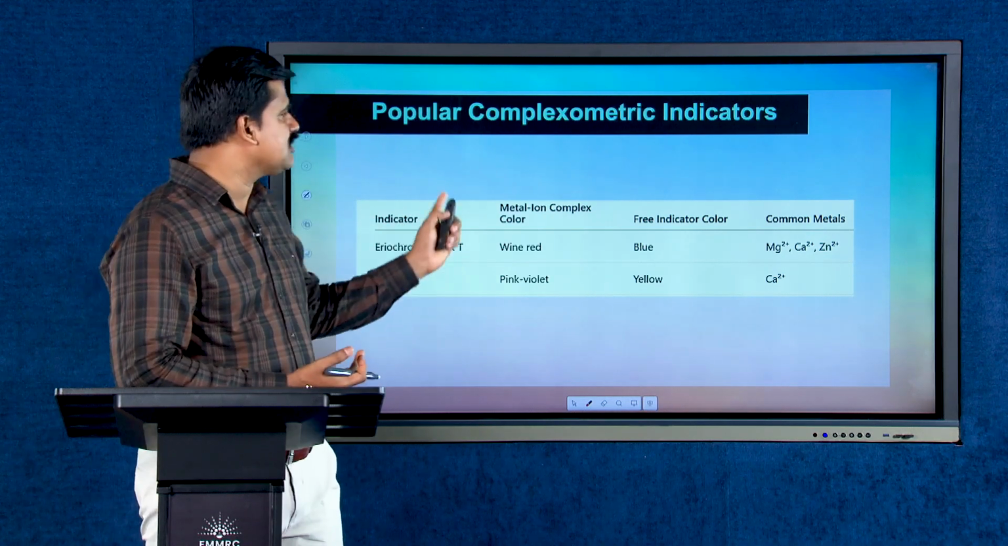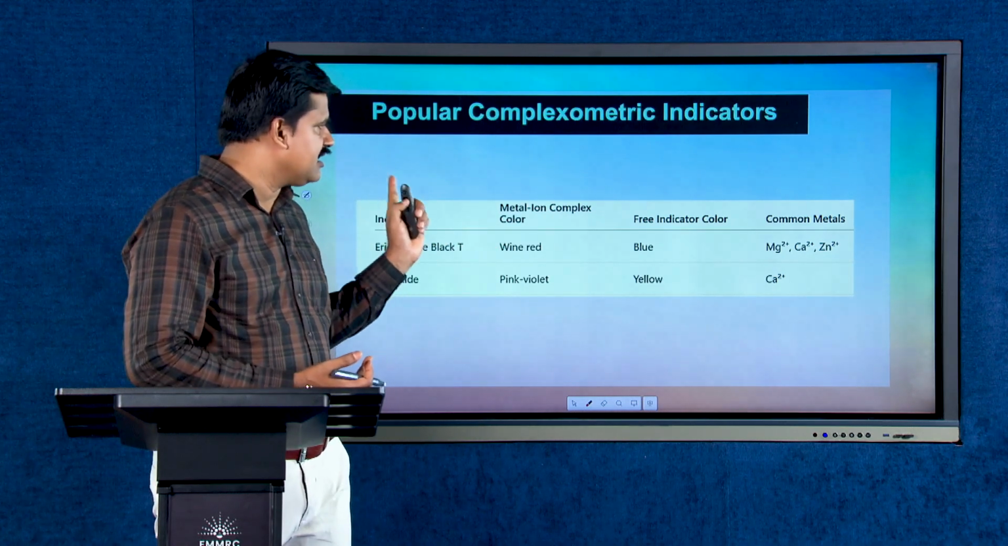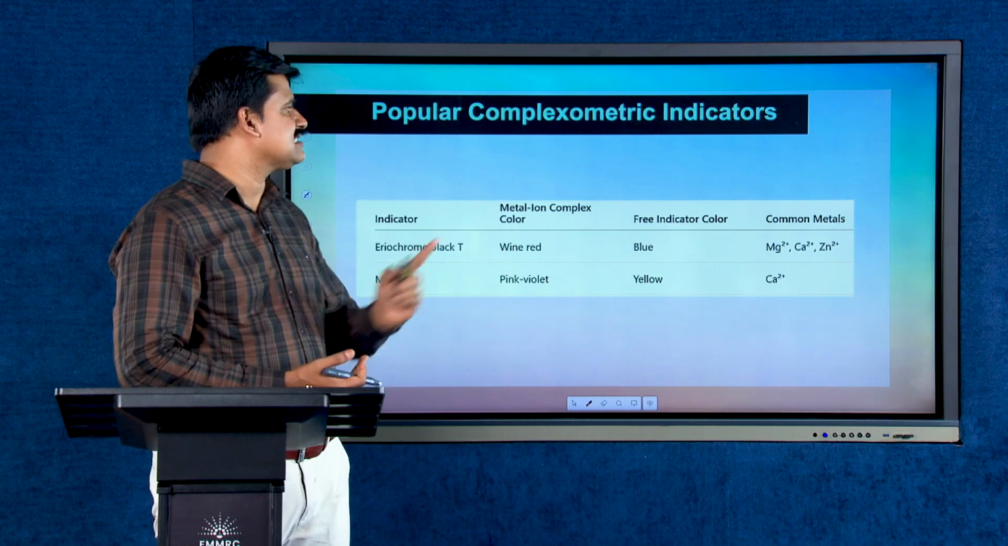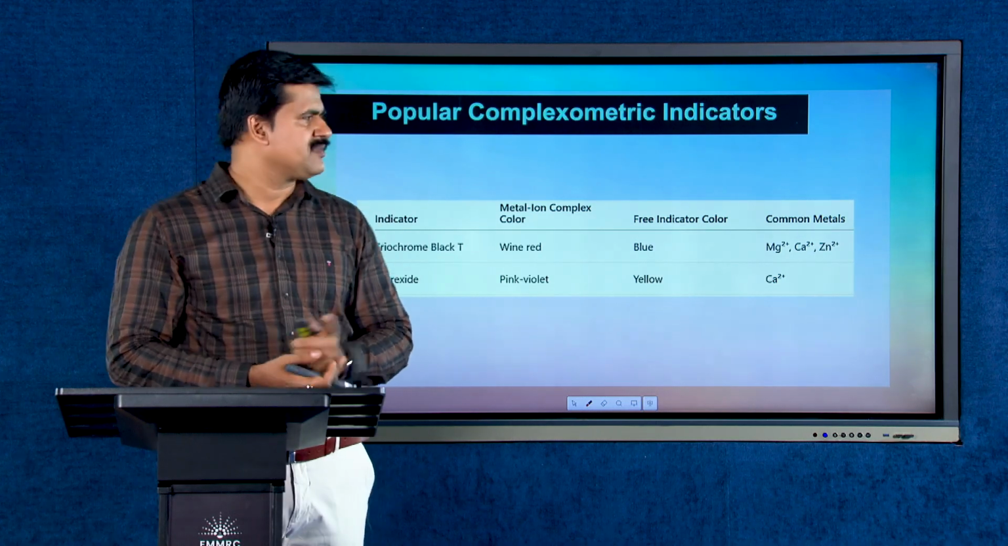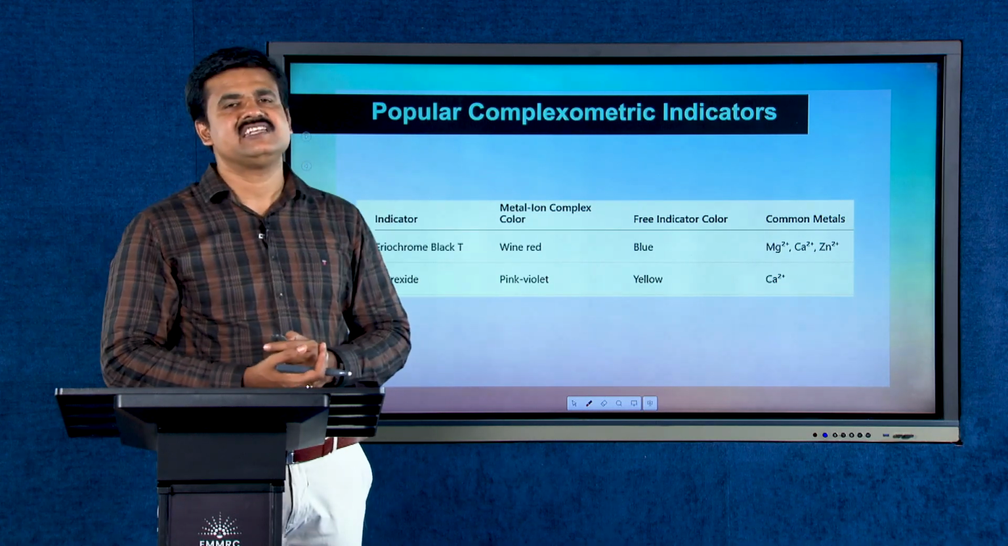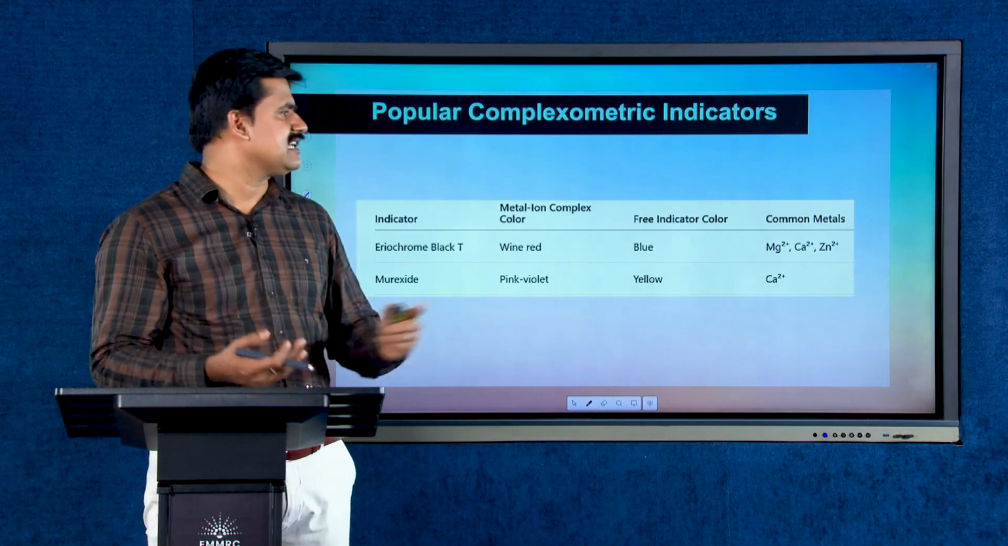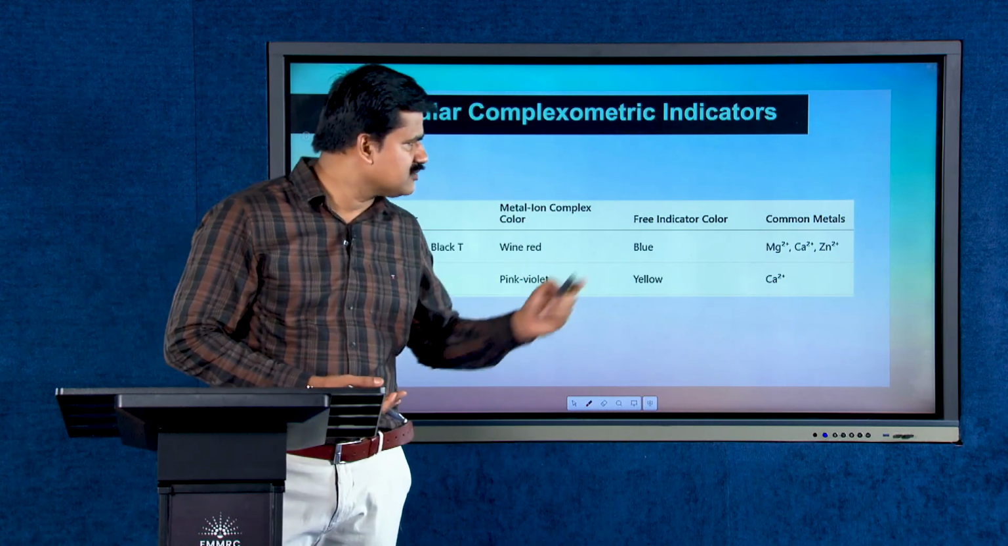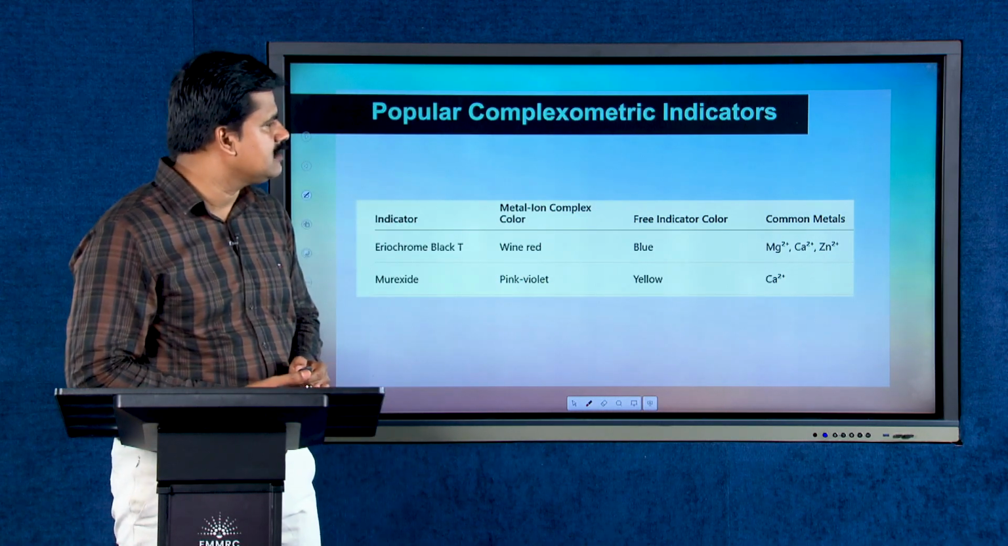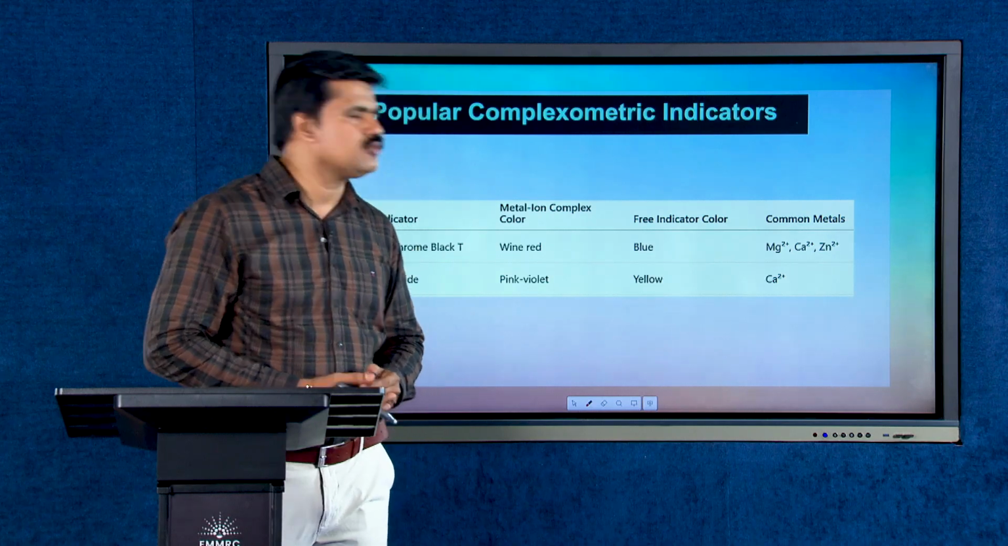Eriochrome Black T is wine red in color in its metal ion complex form, and it is blue in color when it is free. The free indicator has a blue color, which is highly useful for the estimation of ions like magnesium 2+, calcium 2+, and zinc 2+.